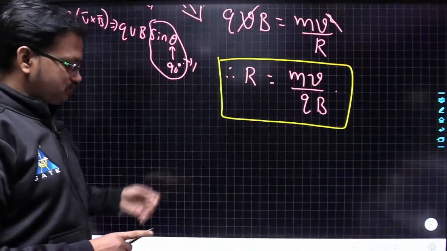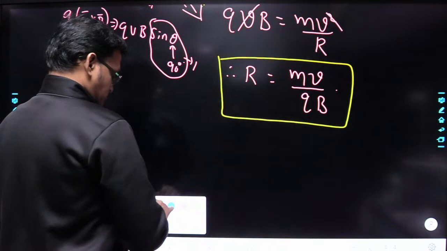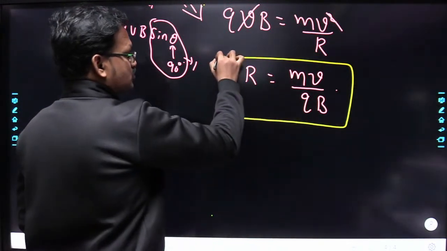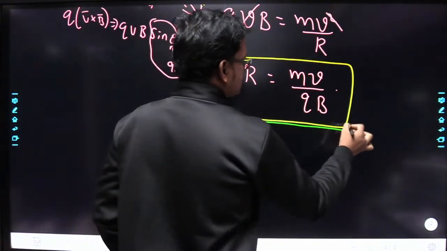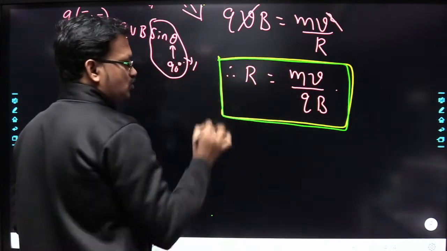Okay, so this is the radius here. Radius is equal to what? mv by qB.